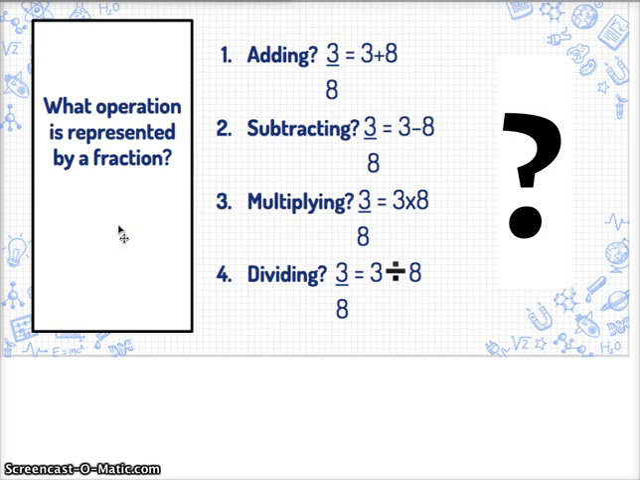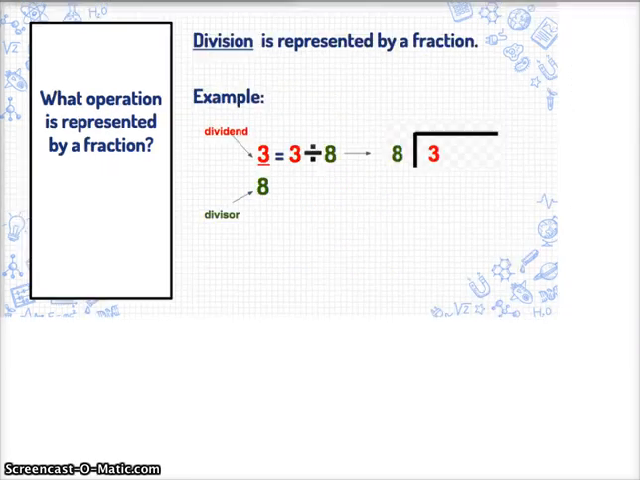It's also important for us to consider what operation is represented by a fraction, because this will help us to convert from fractions to decimals. So when you see a fraction like 3/8, what operation goes with that? Is it adding? Is it subtracting? Does 3/8 represent multiplying, or does 3/8 represent division? 3/8 represents 3 divided by 8.